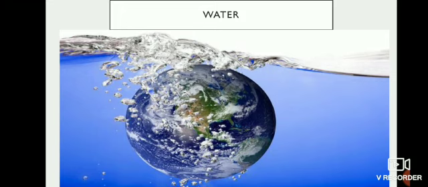Water. Water is tasteless, colorless, shapeless, odorless, and it is lifeless also. So, water has no taste, no color, no shape, no odor, and it has no life. But without water, all living organisms have no life.